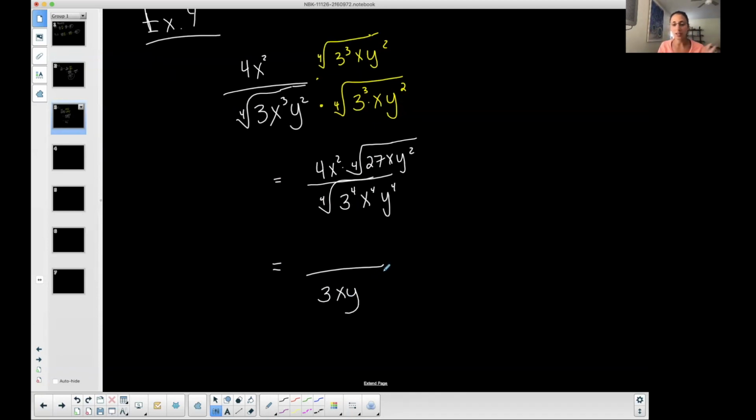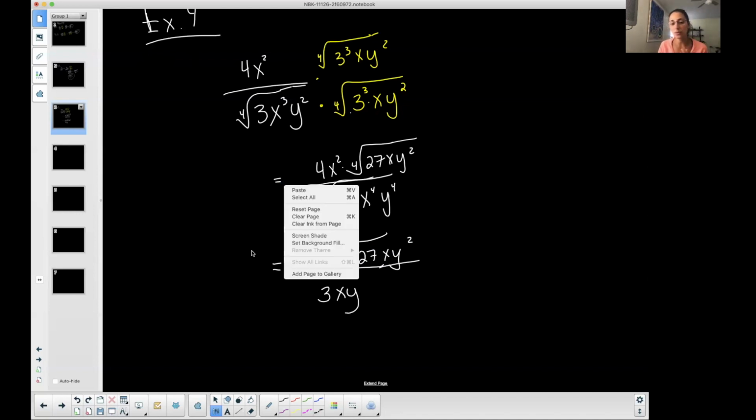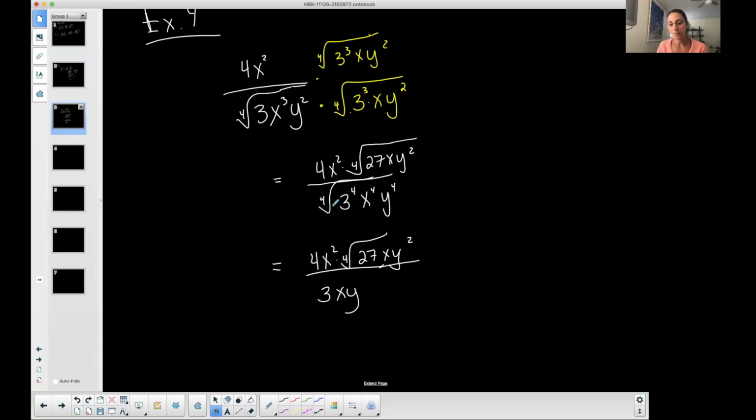Much nicer than it looked. The top is what's kind of ugly because I have a 4x squared times the 4th root of 27xy squared. That's okay. That's how it looks sometimes. Rationalizing is mostly the denominator. Sometimes you're asked to rationalize the numerator, but you are going to be rationalizing the denominator more. Maybe if you go into higher level math, you'll do the numerator, but right now we're focused on just the denominator. The concept is the same anyway.